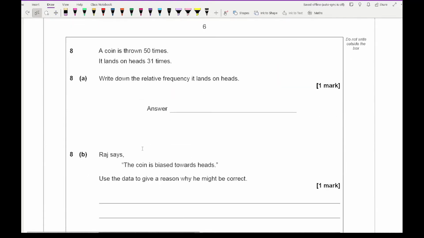Now moving on to question 8, it says that a coin is thrown 50 times, it lands on a head 31 times. Write down the relative frequency. Well, relative frequency is the number of times it occurs, which is 31, over the total number of times, which is 50, and we can't simplify that. It's also only worth 1 mark, so 31 over 50 is fine.